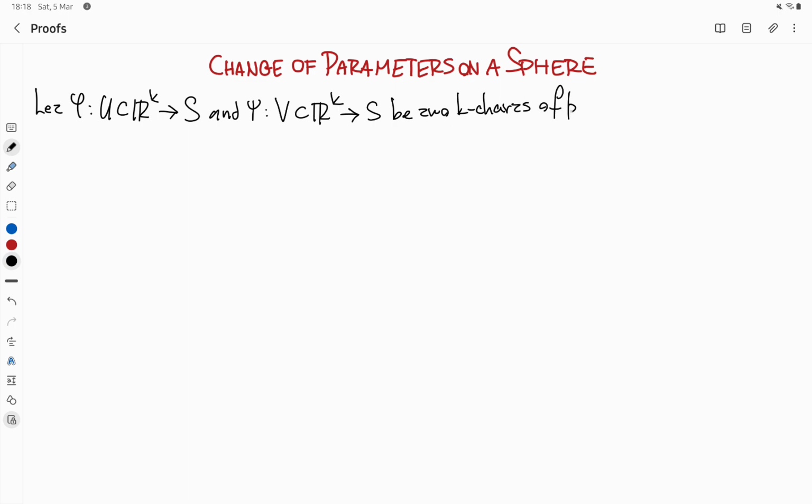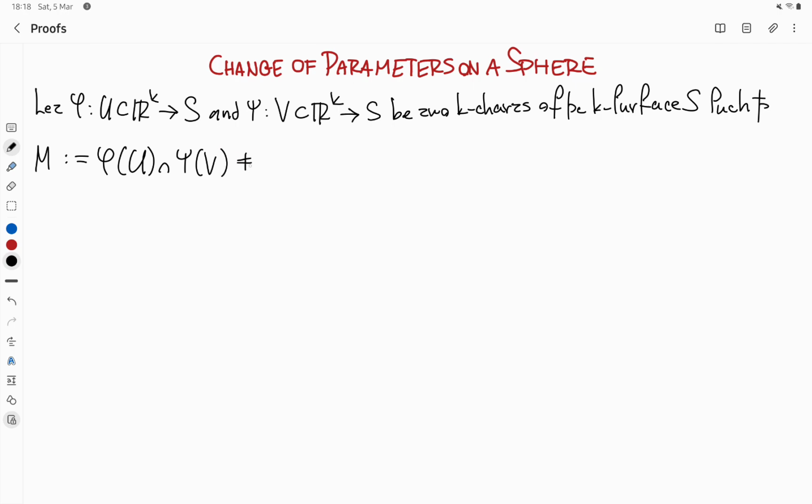of the k-surface S such that M, which we define as the intersection of phi of u and xi of v, is non-empty. So in other words, we have our surface S over here.